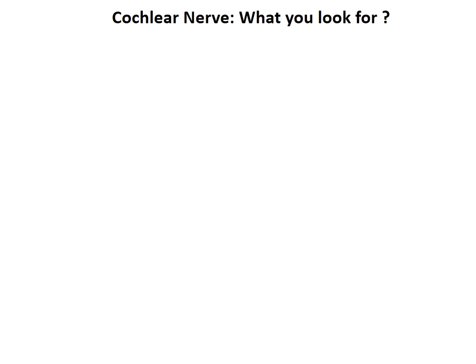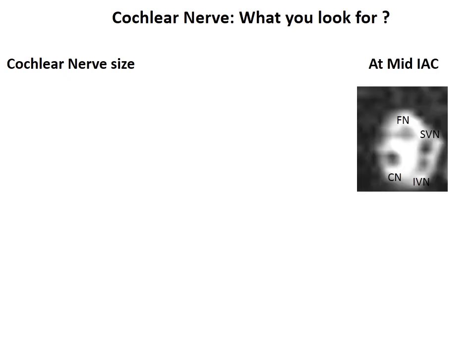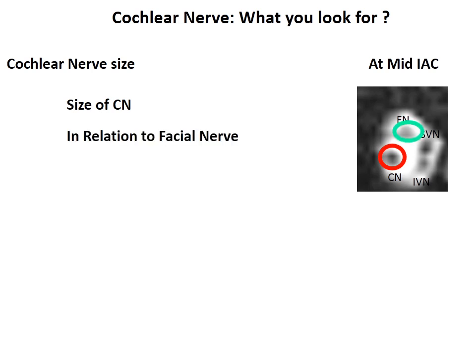What we look for in this parasagittal reformatted sequence, we usually look for the cochlear nerve, if it's present or not. And if it's present, what is its size? So usually to know the size, we compare it to the facial nerve. It should be greater or at least equal to the facial nerve. If it's smaller, this is a hypoplastic cochlear nerve.